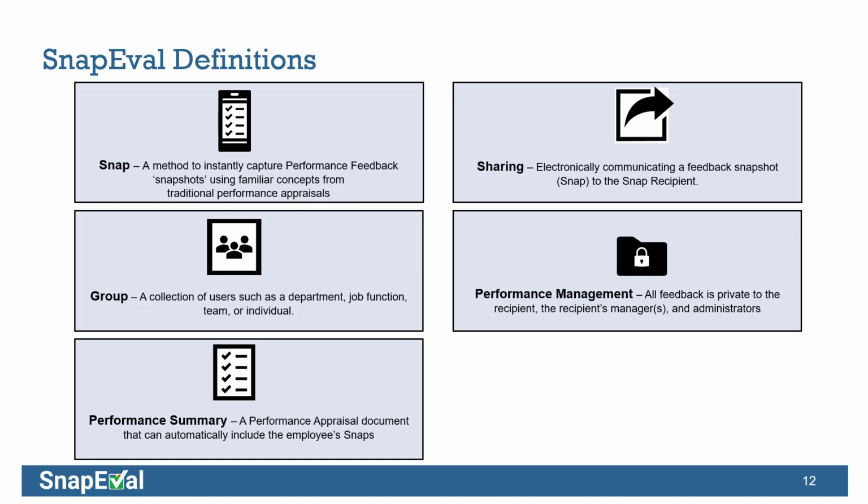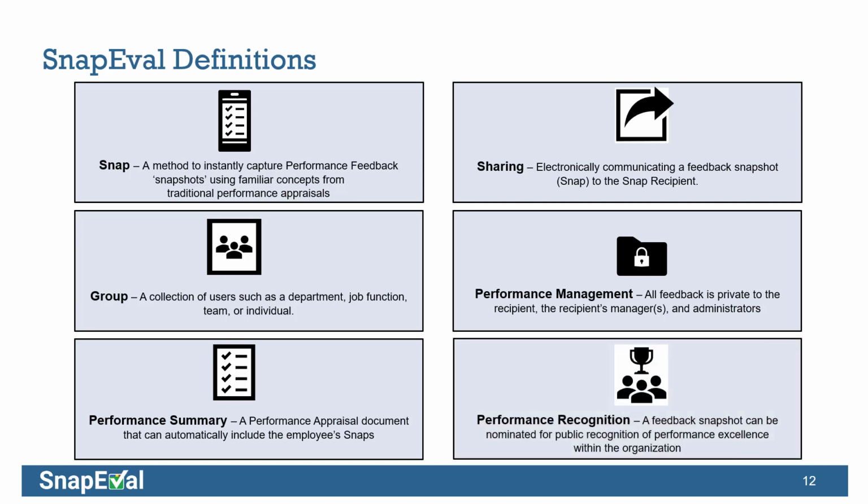A performance summary in SnapEval is simply a performance appraisal document that can automatically include the employee's snaps. And lastly, performance recognition. Performance recognition is basically a feedback snapshot that can be nominated for public recognition of performance excellence within the organization. So contrasting performance management, which is private to the recipient, and performance recognition, which is a feedback snapshot that can be made public within the organization.